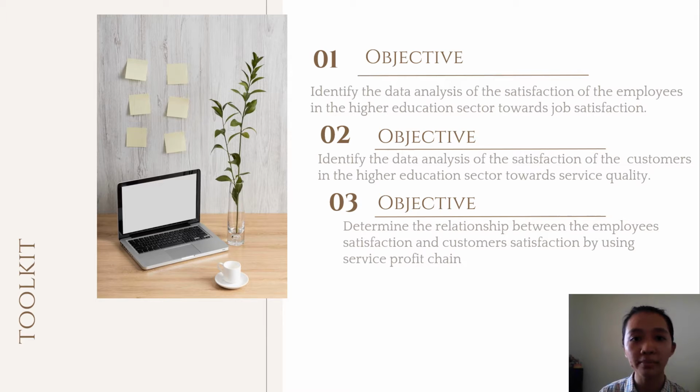There will be three main objectives in this research. The first objective is to identify the data analysis of satisfaction of the employee in the higher education sector toward job satisfaction. The second objective is to identify the data analysis of the satisfaction of the customer in the higher education sector toward quality service. The third objective is to determine the relationship between employee satisfaction and customer satisfaction by using the service profit chain.